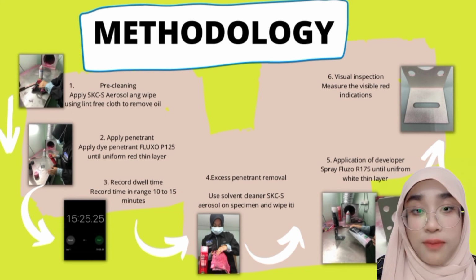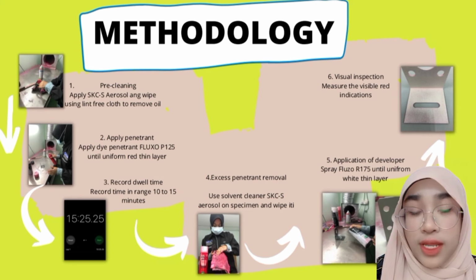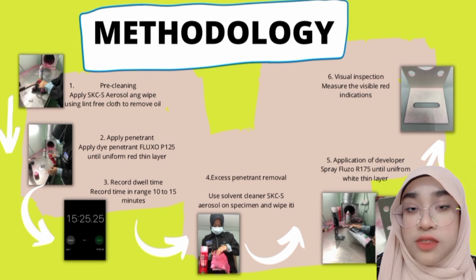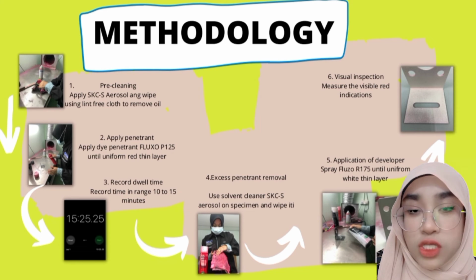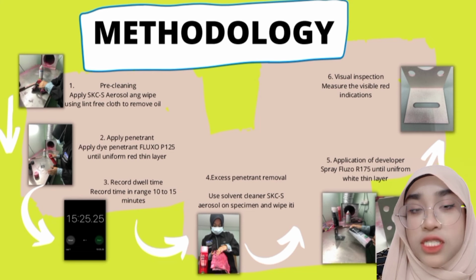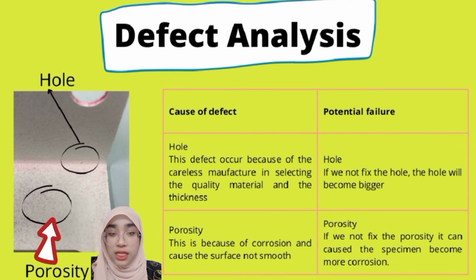The last step is visual inspection. Measure the visible red indications on the surface of the specimen. Then, take close-up pictures of the defects that appear on the surface. Defect analysis. There are two types of defect that can be observed on the surface of the specimen, which are porosity and hole.